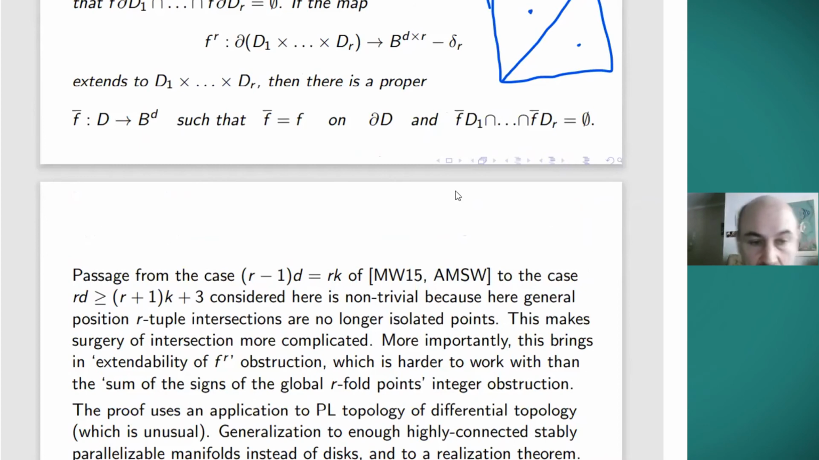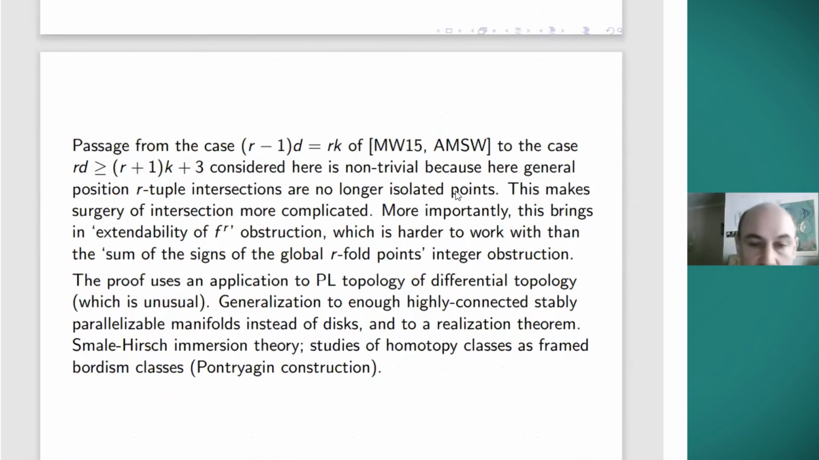And there are different approaches. Mabillard and Wagner used PL topology, which brought a problem of generalizing vector fields to the PL situation. One of the problems is that references for such generalization do exist, but they are written in a way which is hard to apply.